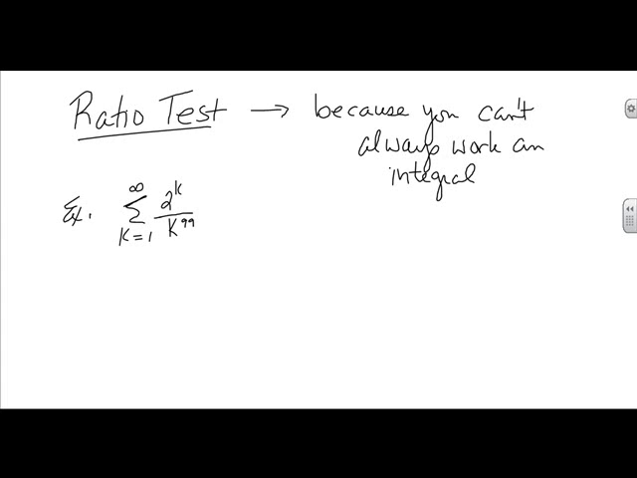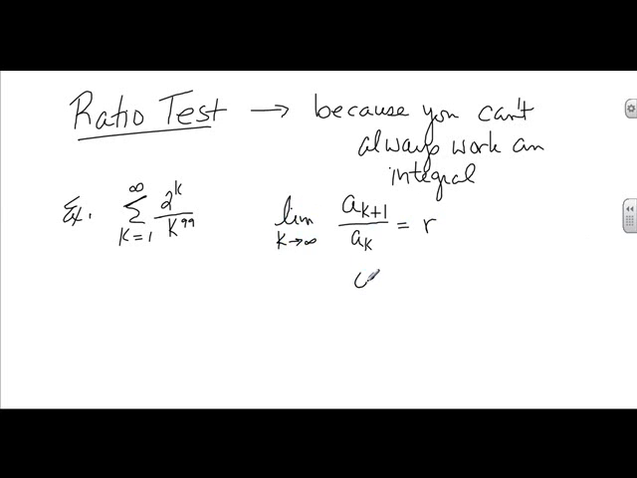So with the ratio test, we start by finding the ratio R, and R is the ratio of a sub k plus 1 over a sub k. Sorry, that's not quite right. R is the limit of that ratio as k approaches infinity. And basically what we're looking for is this.